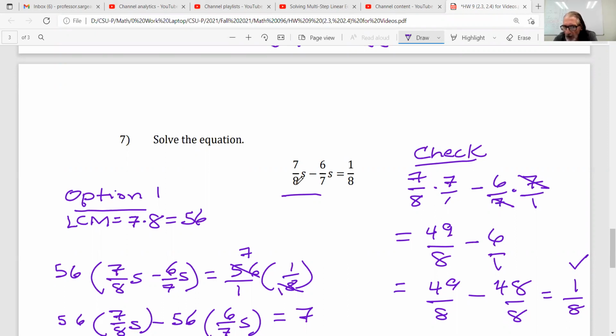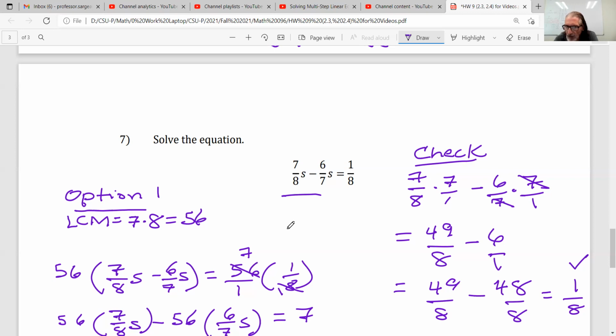Now, luckily, we already have 8 in 2 of them, but having a 7 as another denominator, since 8 and 7 have no common factors, for the least common multiple, we're going to have to multiply them together. 7 times 8 is 56. So in option 1, I would multiply both sides by 56.